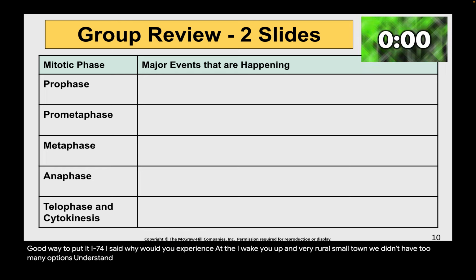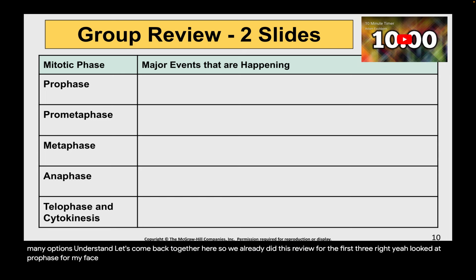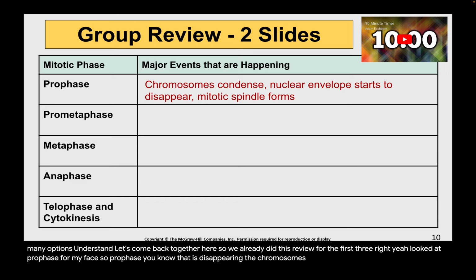All right, let's come back together here. So we kind of already did this review for the first 3, right? We looked at prophase, prometaphase, and metaphase. So prophase, we know that the nuclear envelope is disappearing. Chromosomes have condensed, right? And the mitotic spindle has formed. Then we went through prometaphase and we reviewed that as well, and we know that the nuclear envelope is completely gone at this point. The mitotic spindle is attached to the chromosomes, and they're at opposite sides of the cell, right? So they're at the poles.